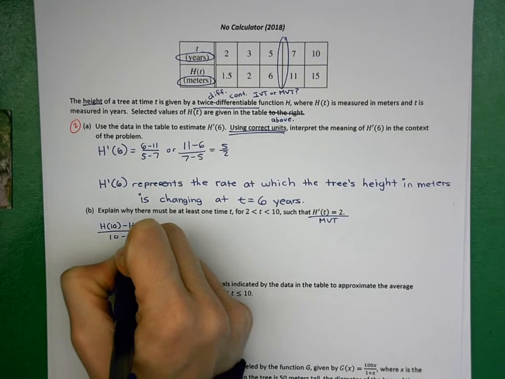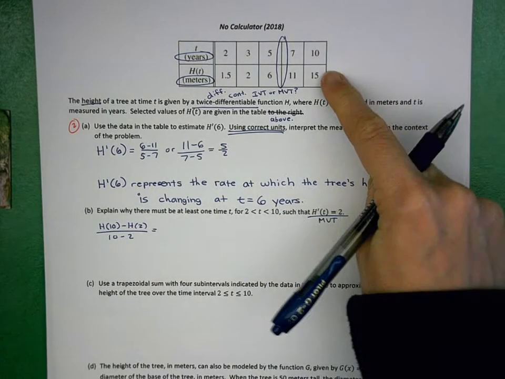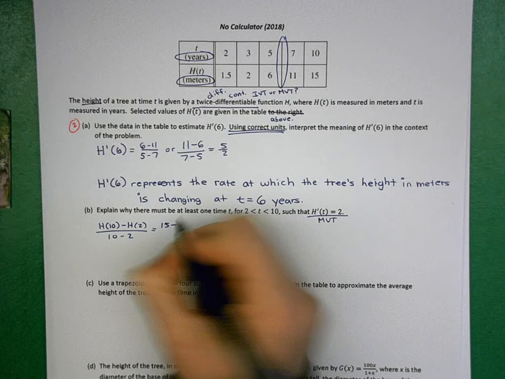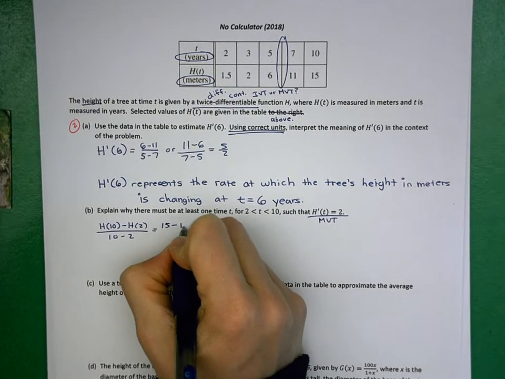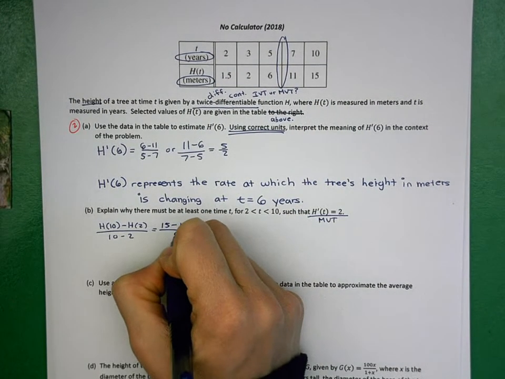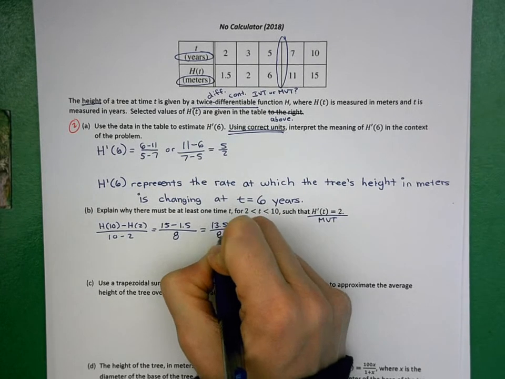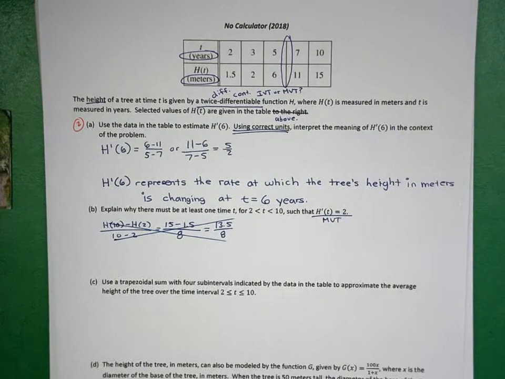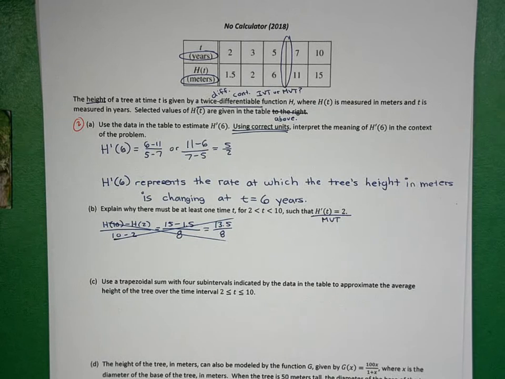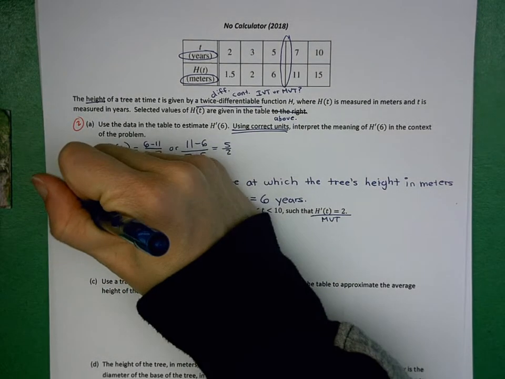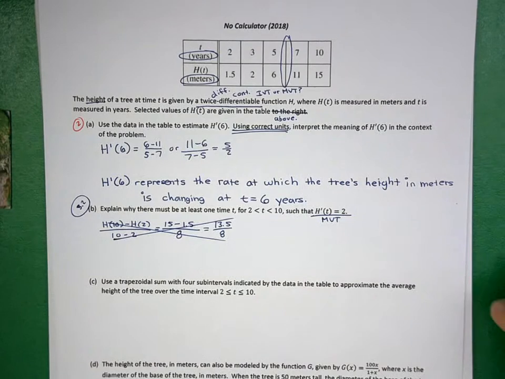Okay, h of 10 is 15 minus h of 2, which is 1.5, over 10 minus 2, which is 8, which unfortunately is not 2. And so this does not end up helping me. Okay? I talked about this on Monday as well, and referenced this when we learned it in 3.2, if you're wanting to look for other MVT examples.